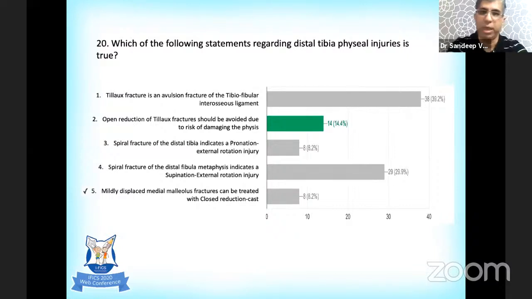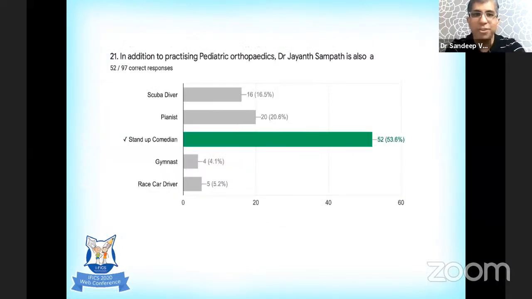And the final answer over here, I don't know whether Jayant has logged in, but I would like to inform Jayant that 5 delegates think that he is a race car driver, and 4 delegates think that he is a gymnast. So I would like to congratulate Jayant on that.